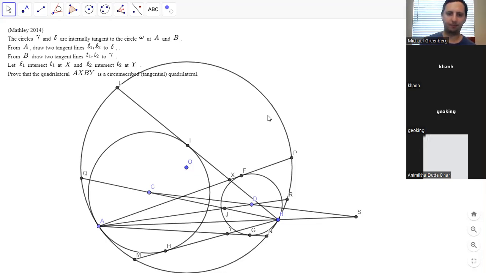Maybe XF squared is the power of X with respect to this circle, and XI squared is the power with respect to that circle. What if we consider two circles? We can show XF plus HY equals YG plus XI. So it's equivalent to that, or GEO king, like you're saying the problem is equivalent to that, right?